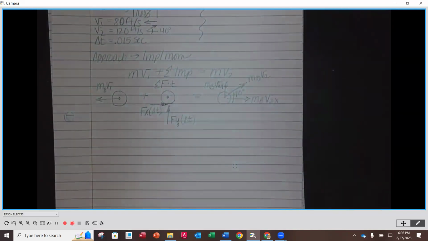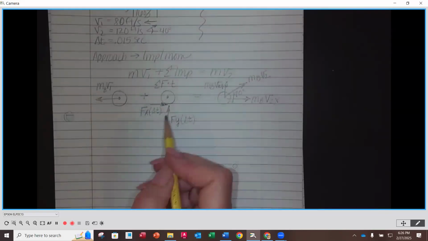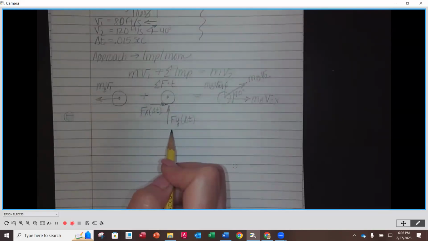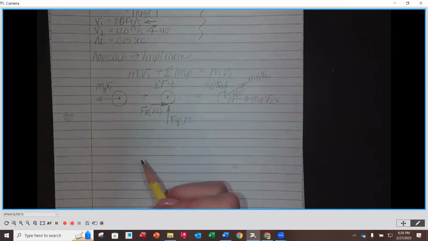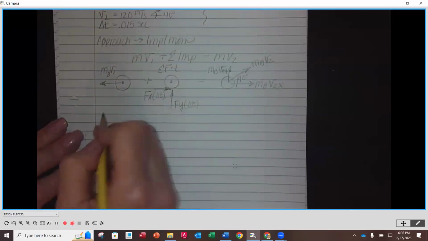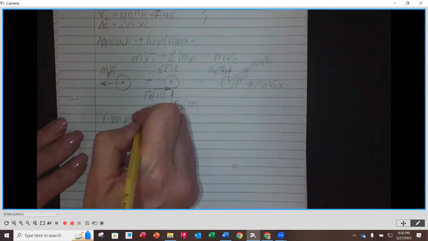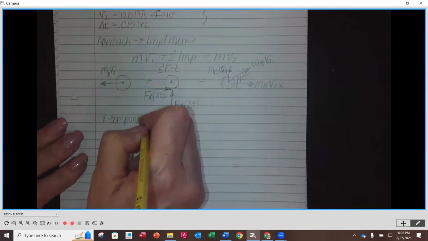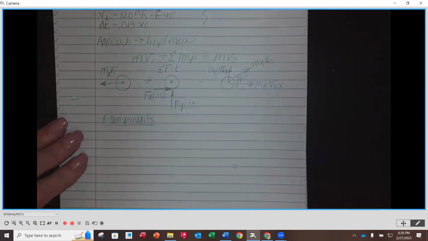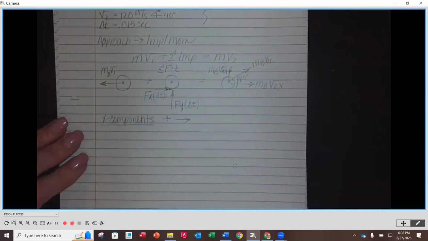So as you can see here, what we are going to do is look at this to solve for the x component first, so only looking at horizontals, and then we're going to solve for the y components, only looking at the verticals, right? So looking first at the x components. We are going to assign positive going to the right.